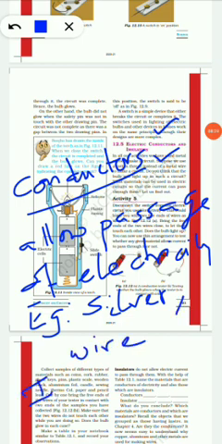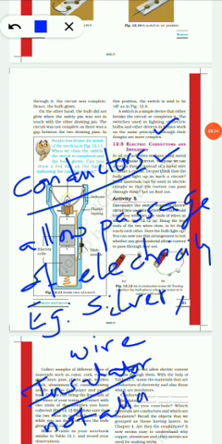And what is an insulator? An insulator will not allow the passage of electricity. What are the examples? Plastic. Plastic can be an example of an insulator.